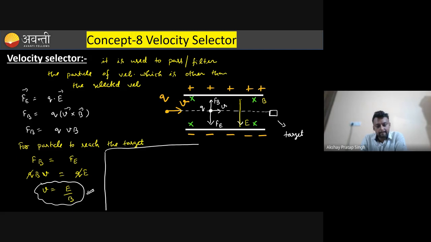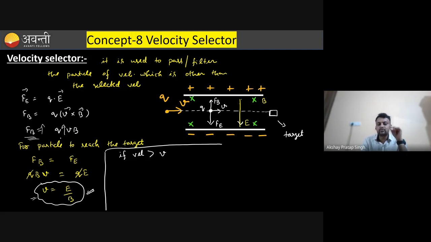Next is, let's suppose if velocity is greater than this V, what will happen? I am saying that if the particle entering has more velocity than this much velocity, what will happen? You can clearly see that if you increase the velocity, the magnetic force will increase. Just listen to my words very carefully. This magnetic force will increase. Can you see that if you increase this velocity, the magnetic force will increase?